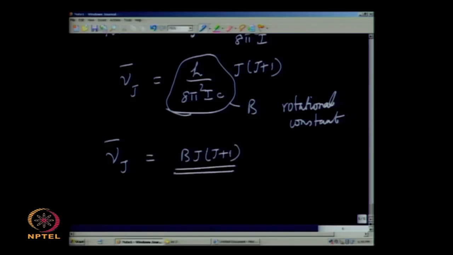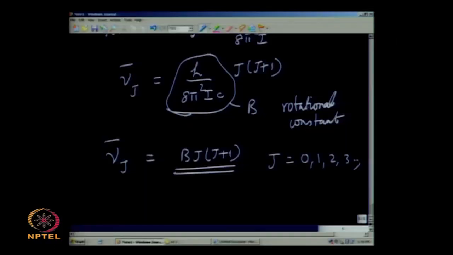Now, what is the dimension of B? It is very clear from the way it is written, h by 8 pi square I c, and the fact that j takes only j equal to 0, 1, 2, 3 as quantum numbers, it is very clear that j does not have any dimension, and therefore, the dimension of B has to be the same as the dimension of the nu bar j, which is a wave number unit. And the wave number unit is 1 by length, that is the number of waves in a given unit length, if you remember the definition of wave numbers. Therefore, this is per unit length or per centimeter, or centimeter inverse, and let us see if B has the same dimension.